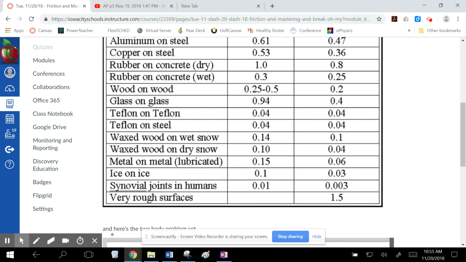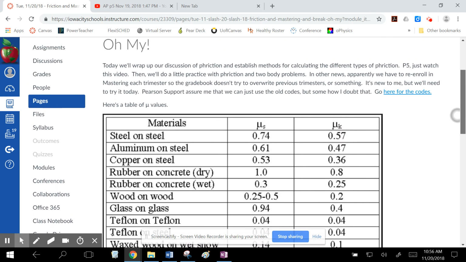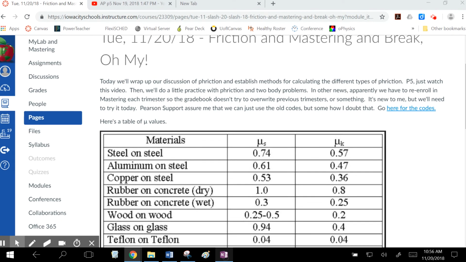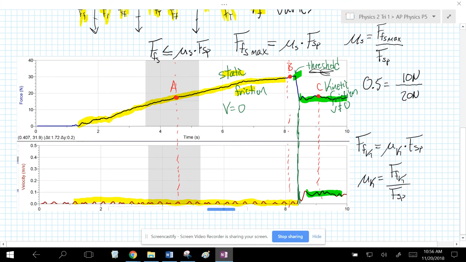Synovial joints in humans, in addition to an excellent flavoring agent, they have very low coefficients of static and kinetic friction, so 0.01. So only about 1% of the smoosh push is the magnitude of the frictional force. And once the joint is in motion, you only have about 0.3% of the smoosh push showing up as frictional force. So that's how this table of mu values helps you establish the amount of friction.